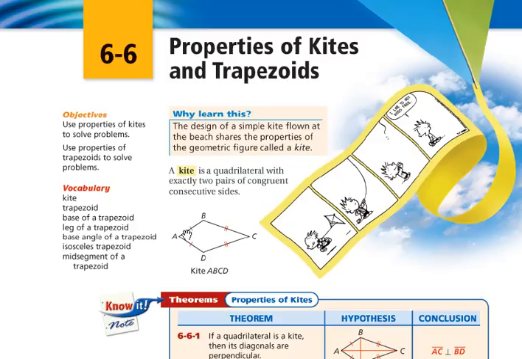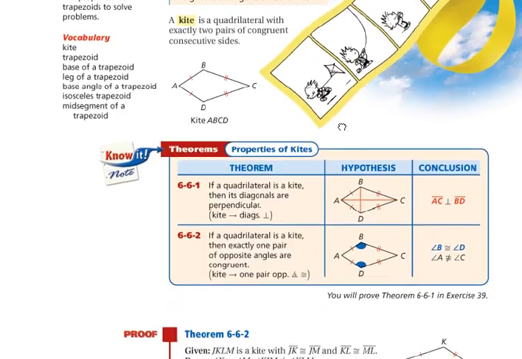so next to each other. As this example shows here, AB and AD are going to be congruent. Those sides are congruent. And then these consecutive sides, BC and CD, are congruent as well. And so we would have what we call a kite. There are some properties of kites.